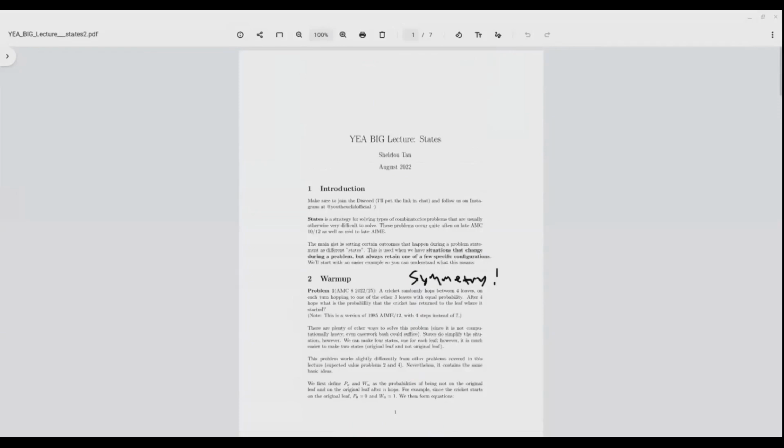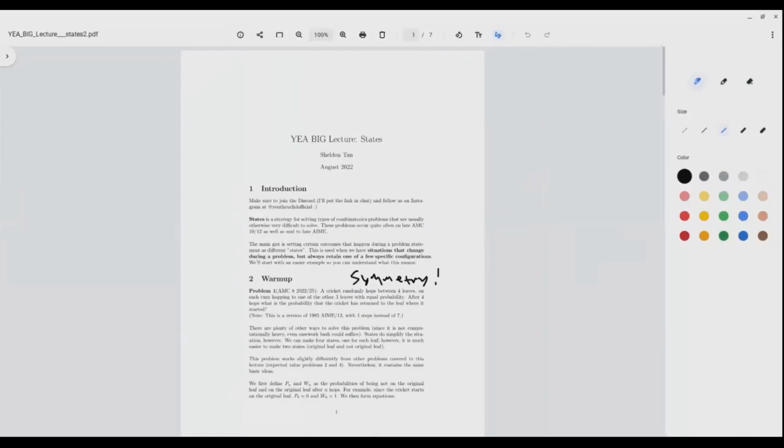Okay, well, first of all, states is a strategy for solving types of combinatorics problems that are usually otherwise very difficult to solve. These problems occur quite often on late AMC 10 or 12, as well as mid to late AIME. That's just where it's found. The main gist is setting certain outcomes that happen during a problem statement as different states. This is used when we have situations that change during a problem, but always retain one of a few specific configurations. So I'll start with an easier example so you can understand what I mean.